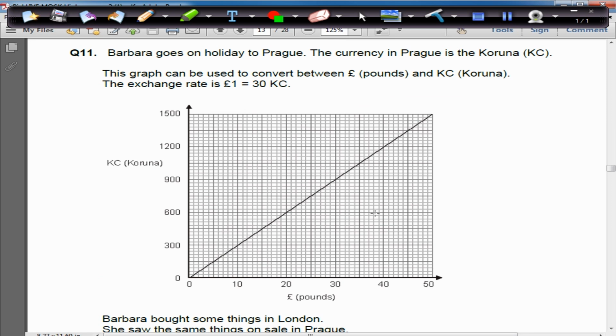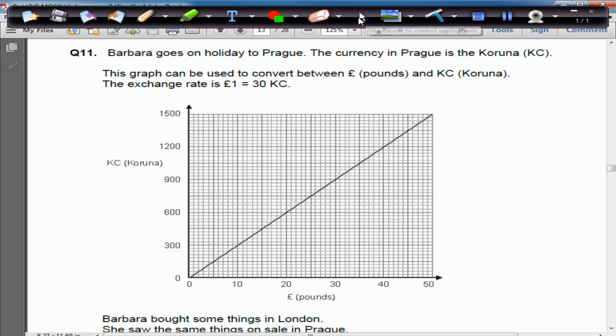Okay, question number 11. Barbara goes on holiday to Prague. The currency in Prague is the koruna. Well, it used to be. This graph can be used to convert between pounds and krona. The exchange is £1 equals 30 kronas. Barbara bought some things in London. She saw the same things on sale in Prague. The table showed the cost in pounds and in krona. Barbara thinks the total cost of these things was more in London than in Prague. Is she correct?